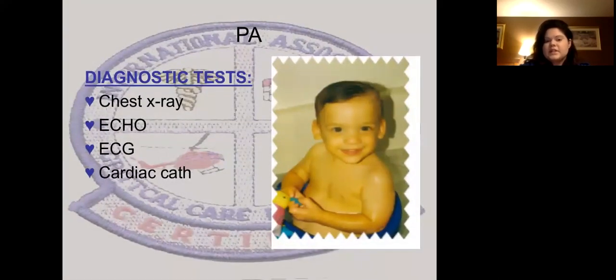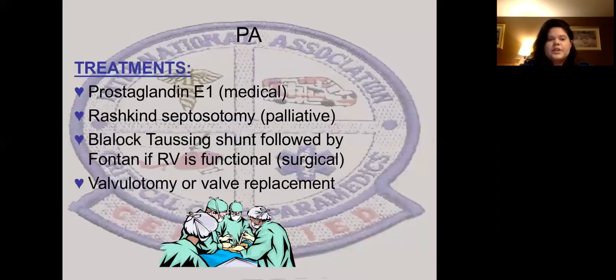Again, same diagnostic tests. Your treatments, that would be your prostaglandin, and that's going to be if somebody has initiated it already. For palliative care, you can do the Rashkind septostomy. I'm not familiar with that, I'll just be honest, but they do that prior to us arriving. What we're used to would be the surgical interventions or the medical interventions prior to the surgical interventions.